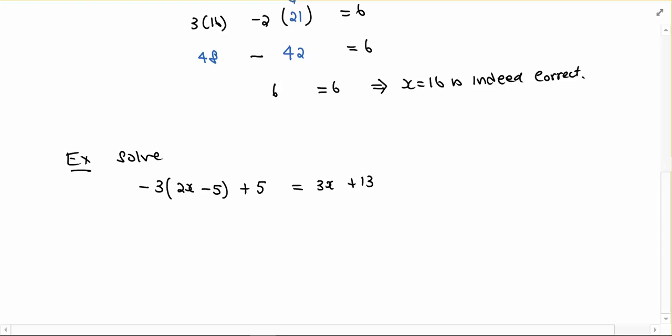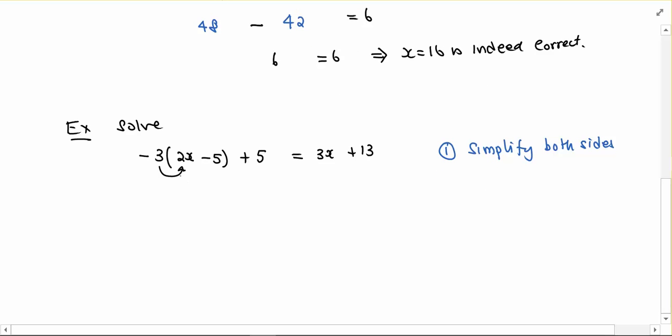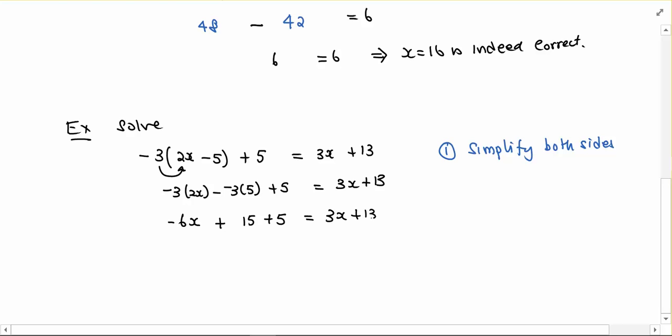It's no big deal. You still want to start off by simplifying both sides of the equation on their own. So in this case we are going to distribute minus 3 times 2x, minus 3 times negative 5, plus 5. And on the right side, nothing much to do, but I have to keep writing it. Over here, 3 times 2 is 6, negative times positive is negative. Over here, 3 times 5 is 15, and subtracting a negative is going to be positive, plus 5 equals 3x plus 13.